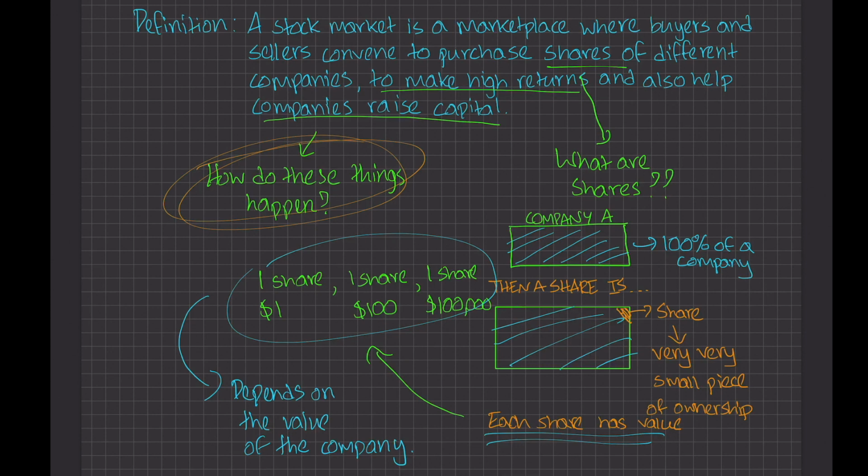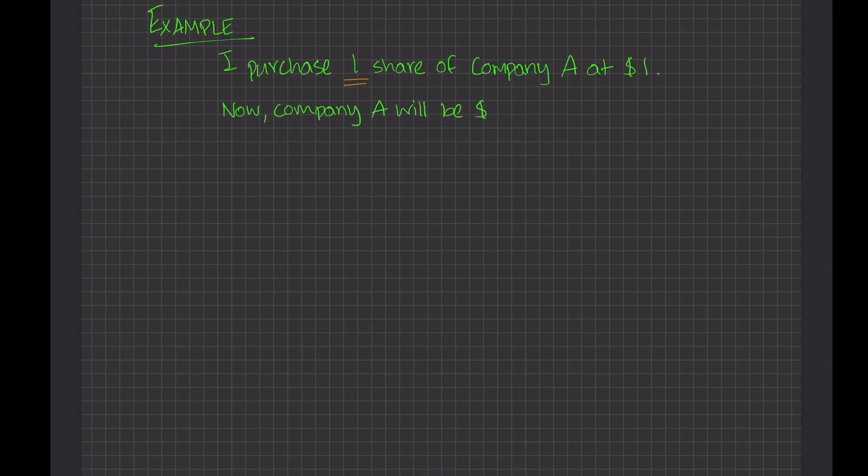But when we get back to that question, how do these things happen? How do companies raise capital? So let's take another example. Say I purchase one share of Company A at $1. Now, this action simply allows Company A to raise $1 of revenue. When I purchase a share of Company A, I'm giving them $1. And I can purchase multiple shares as well. So Company A will get $1 richer. And you can sort of represent it like that.